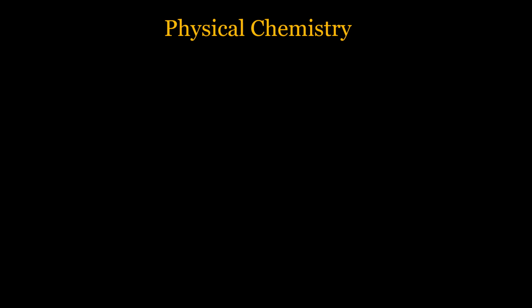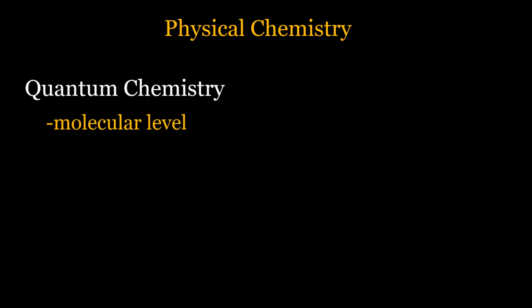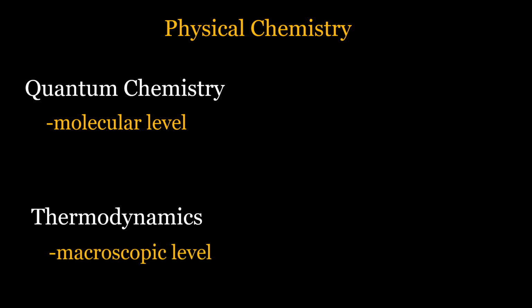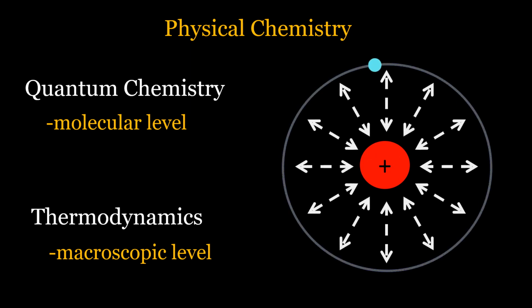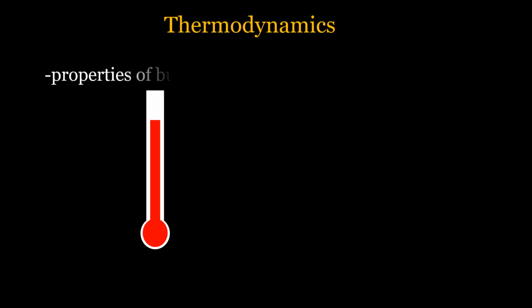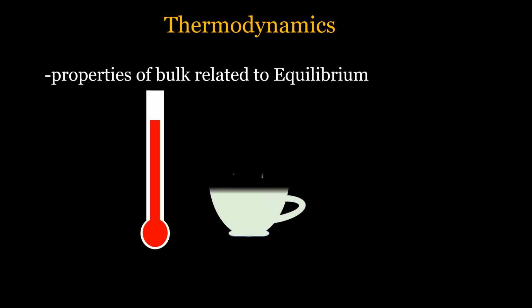The physical chemistry at atomic or molecular level is called molecular chemistry or quantum chemistry, whereas the study of matter at macroscopic level is called thermodynamics. In quantum chemistry, for instance, the interactions among electrons and between electrons and protons of one or more atoms are focused. In thermodynamics, on the other hand, the properties of the bulks of molecules related to equilibrium are under consideration. The cooling down of a hot cup of tea until its temperature comes in equilibrium with the temperature of its surroundings is a thermodynamics case.